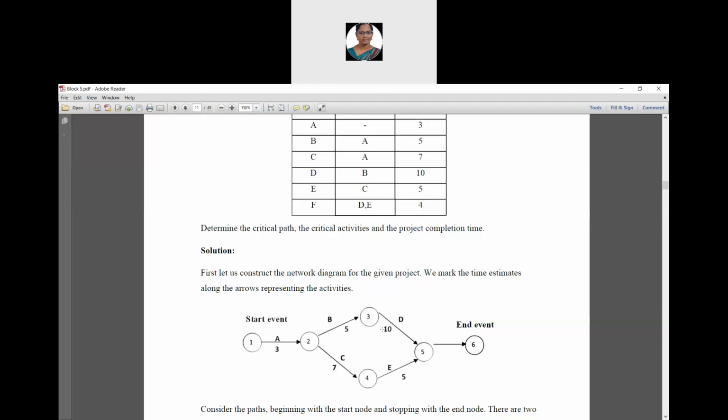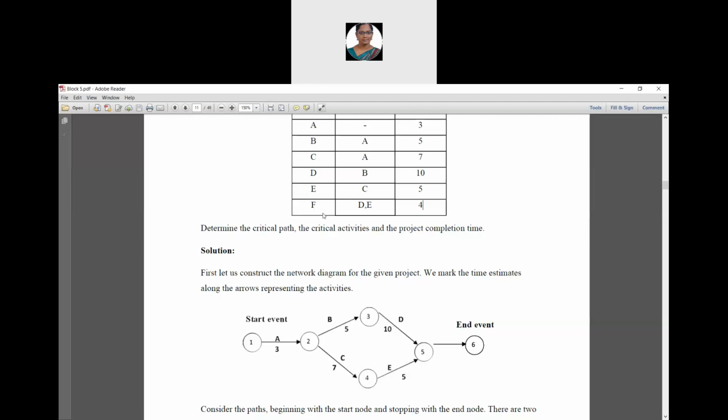Okay. Next activity is E and E has the predecessor activity C. So we have to draw a path between 4 and 5. Okay. And its activity name is E. E has the predecessor activity C and its corresponding time duration value is 5. And your last activity is F.